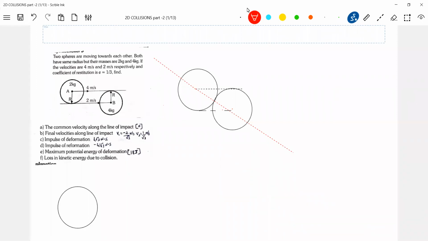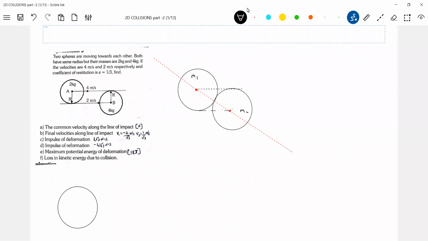What are the masses? We took the masses to be the same earlier, no? Now the masses are different here. So this is C1, C2, with masses M1 and M2. Okay, how to solve this particular problem now? He's asking so many things.